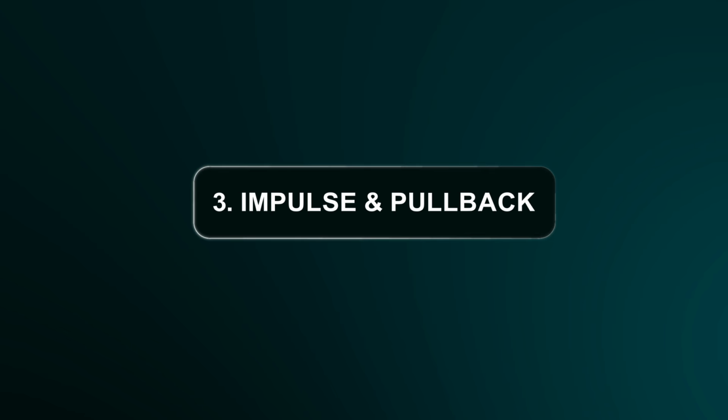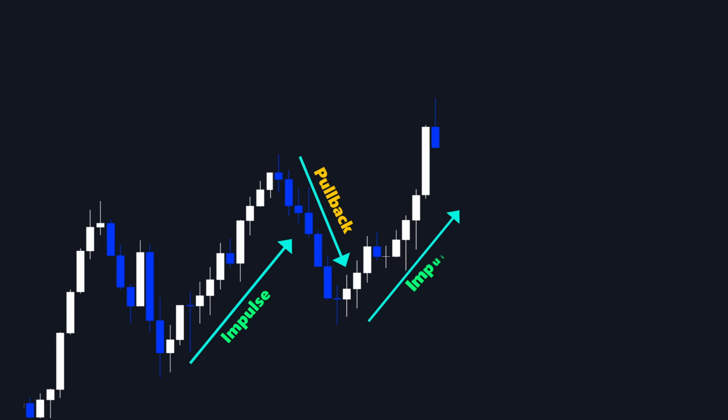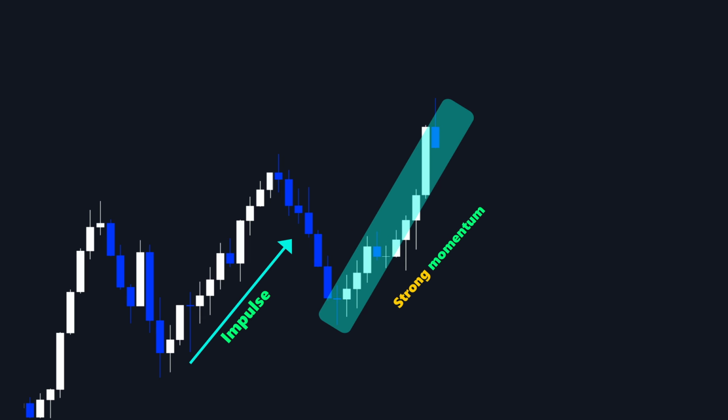Next is impulse and pullback, which is a concept in the uptrend market structure. These are the impulses, and these are the pullbacks. In impulse moves, price moves with strong momentum. Price moves aggressively during impulse moves because this is an uptrend. So you need to understand the logic here. In an uptrend, bulls are very important because there is strong bullish momentum. Buyers are more active in an uptrend market structure. That's why it is called an uptrend.